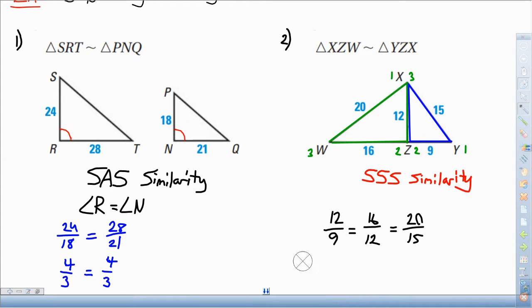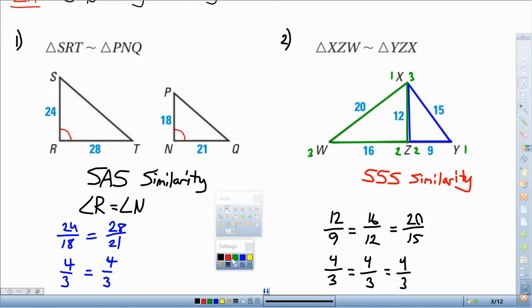So 12/9, I'm thinking a 3 goes into both of these. 3 goes into 12 4 times and 9 3 times. 16/12, a 4 goes into both of these. 4 goes into 16 4 times and 12 3 times. And then 5 goes into a 20/15 4 times and 3 times. Just so happen to reduce both down to a 4/3. That's not always going to happen, right? But this is us showing it.